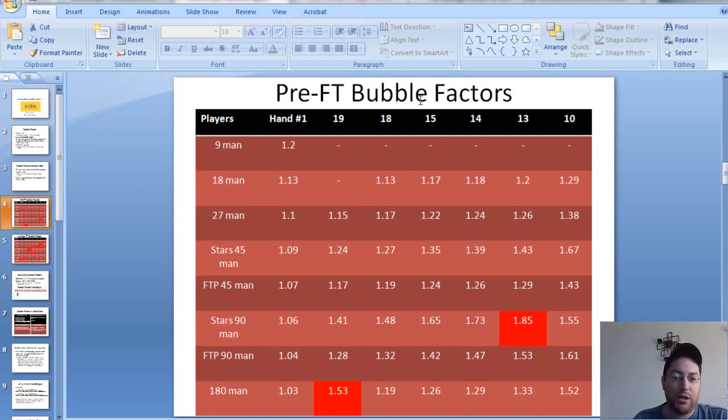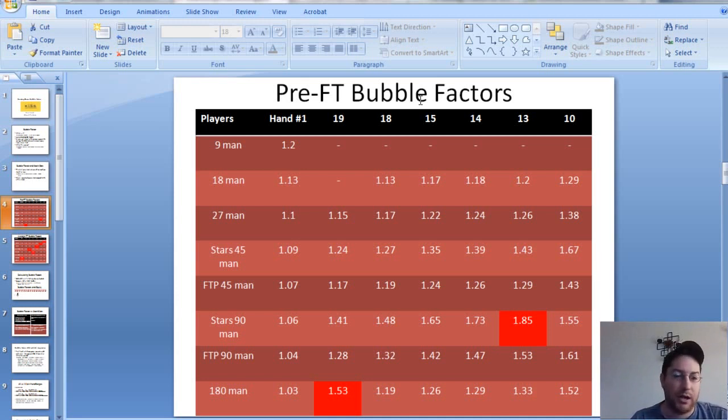So as I go through here, I'm going to talk as if the 180-mans and the 90-mans were like they were yesterday, with 12 pay spots and 18 pay spots respectively. But understand when I go through these numbers, don't think that, well, what is it now? It's not going to be a lot different.